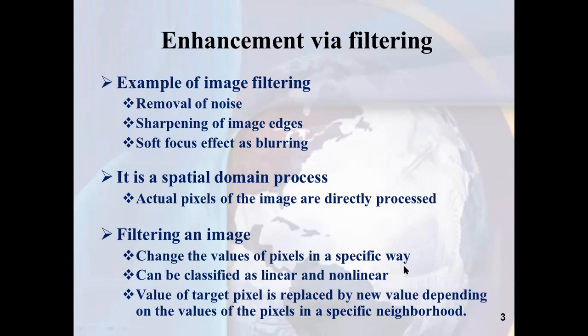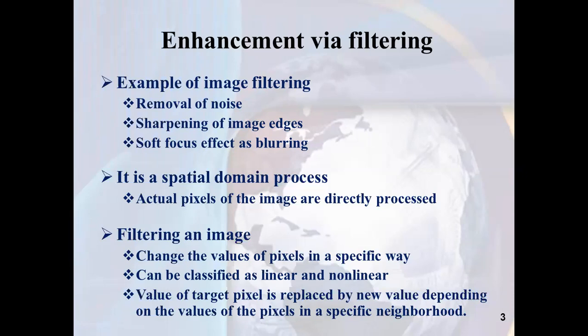For example, every pixel of the output image may be the average of its surrounding neighborhood, or the value of the pixel of the output image may be the maximum of its neighborhood, and so on. And filters can be classified as linear and nonlinear. So we have two types of filtering. The value of the target pixel after calculation in the output image is replaced by the new value, and this value depends on the pixels of a specific neighborhood.